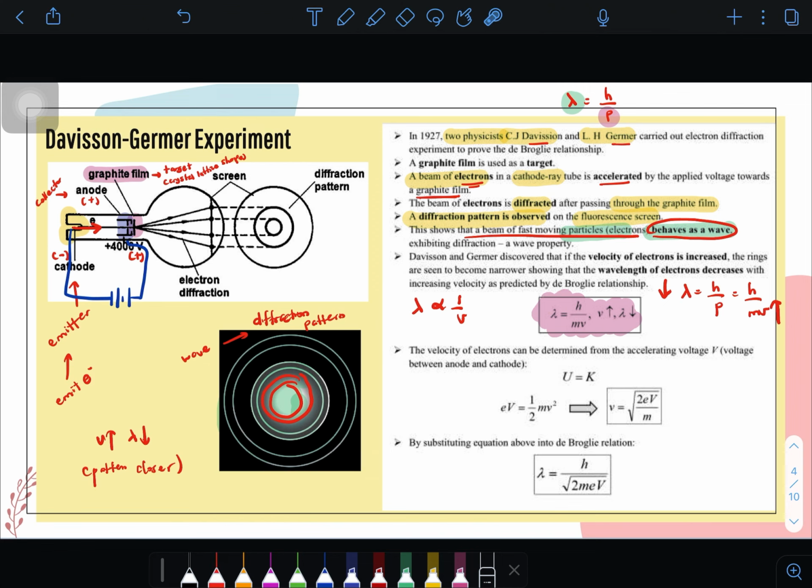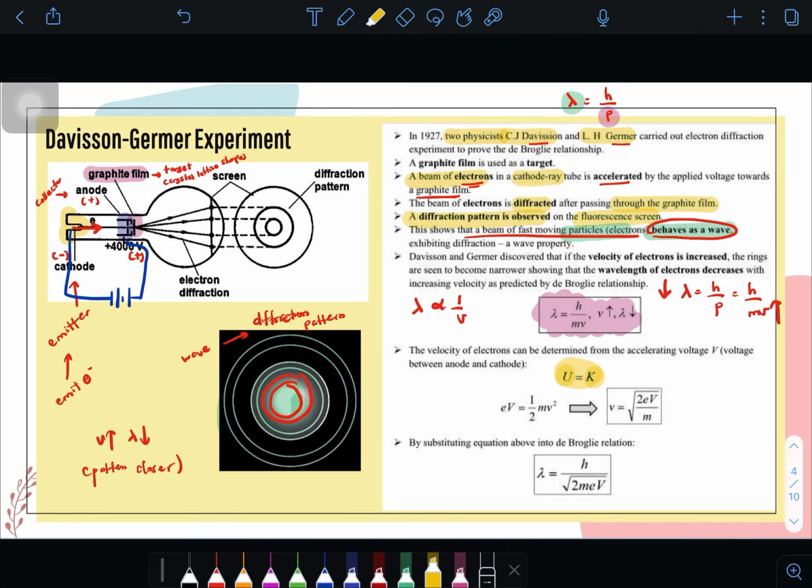So kita boleh relatekan dengan conservation of energy. Initially ada potential energy, finally dia bergerak ada kinetic energy. So eV equals to half mv squared. So kita tahu kita boleh kira velocity by rearrange this equation. So kita dapatlah velocity sama dengan square root of 2eV over m.